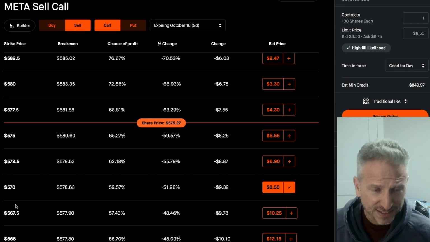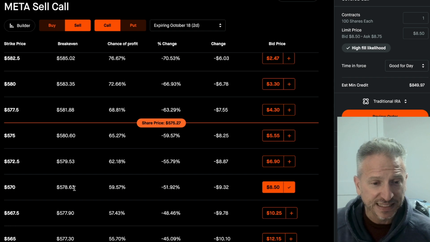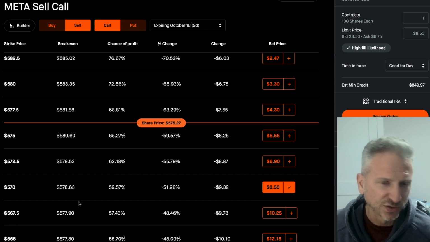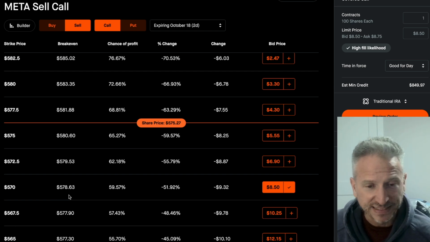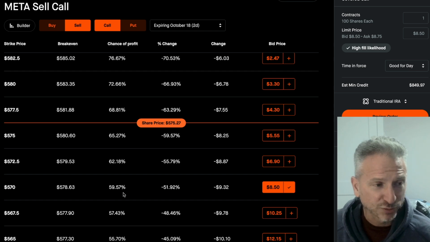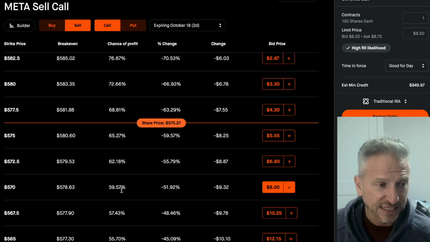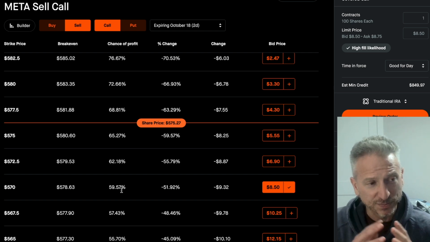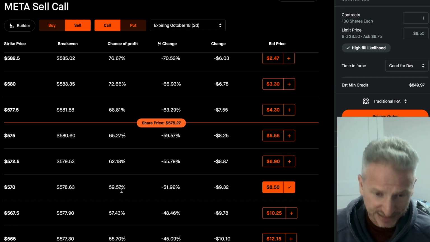Okay. Now our break even is at $578.63. So this over here, you can see this is made by taking the strike price and adding the option premium. So already this market maker is figuring that we are going to get $863 for the option premium. To keep it simple though, I'm going to use $850. So let's just say the break even would be $578.50. Our chance of profit is 59.57%. This is related to the delta on this. It's not 100% correlated, but it's related to the delta on this contract.